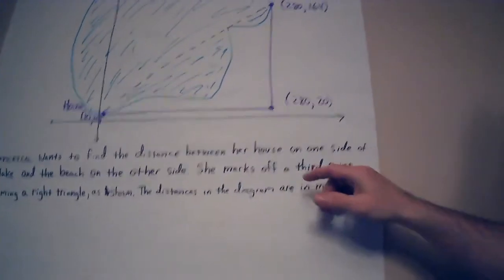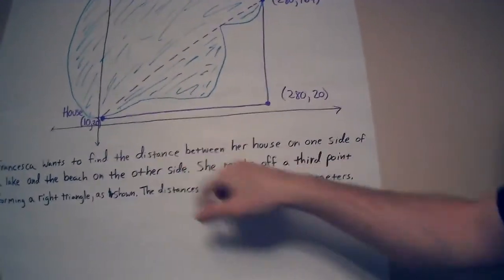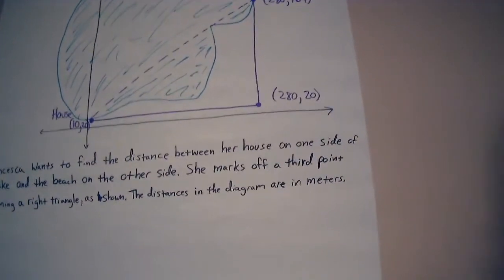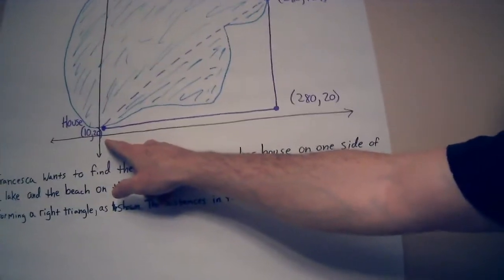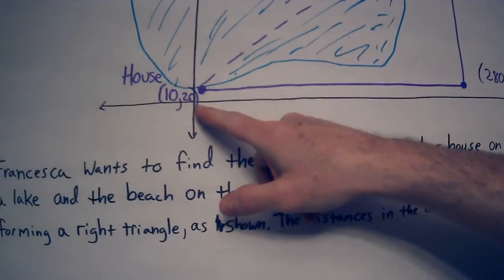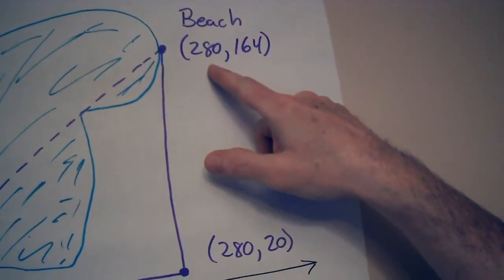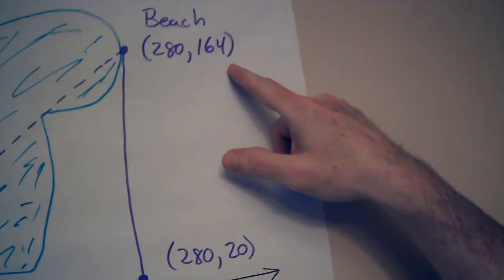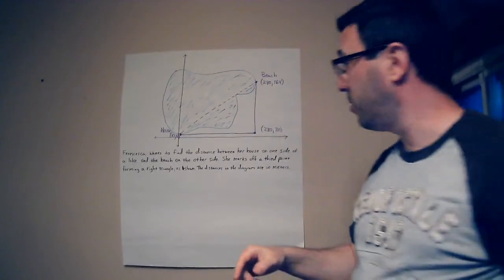She marks off a third point, forming a right triangle. So that's what we have here, as shown. The distances in the diagram are in meters. So as we look, her house is at 10, 20. All right. The beach is at 280, 164. And then she drew this third point at 280, 20. Okay? Hopefully nobody gets motion sickness.